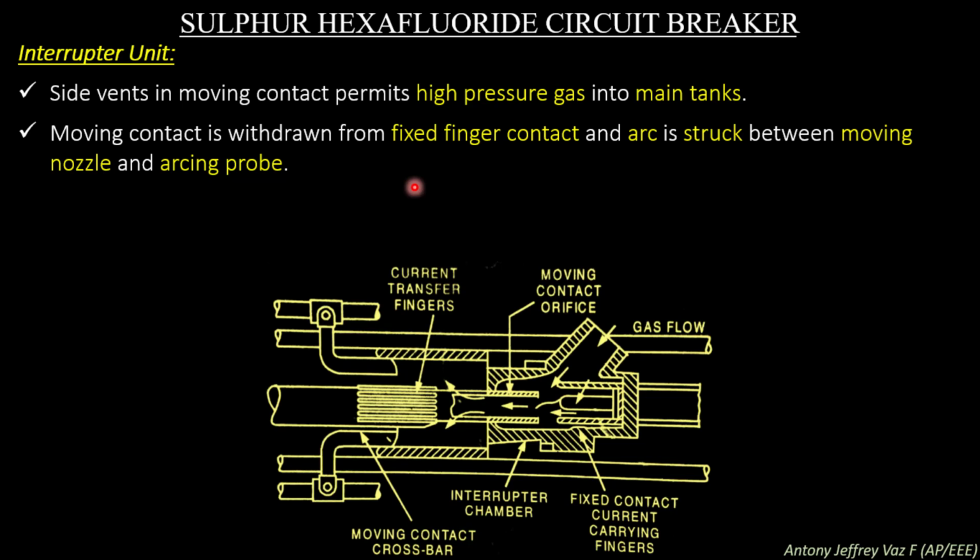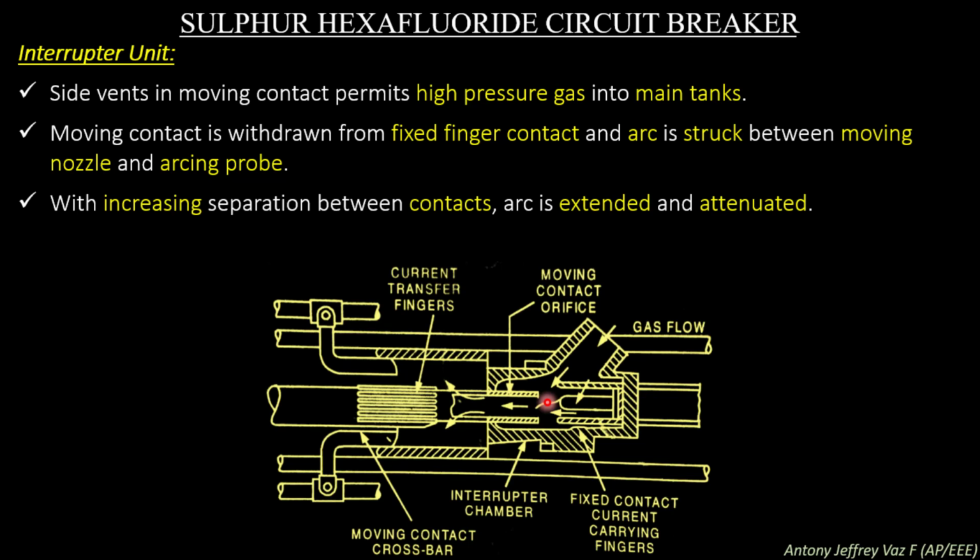The moving contact is withdrawn from the fixed finger contact and an arc is struck between the moving nozzle and the arcing probe. The contacts help to remove the breaking and making mechanism. When the arc is struck between them, the nozzles create very high pressure gas along the arc direction, which restores dielectric strength and removes the heat, so the arc gets extinguished.